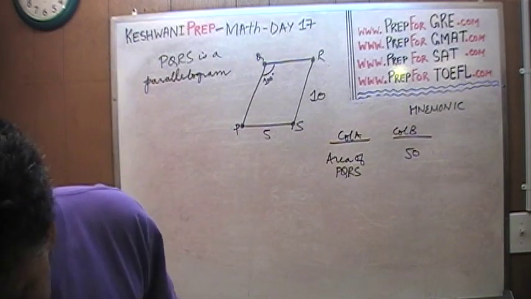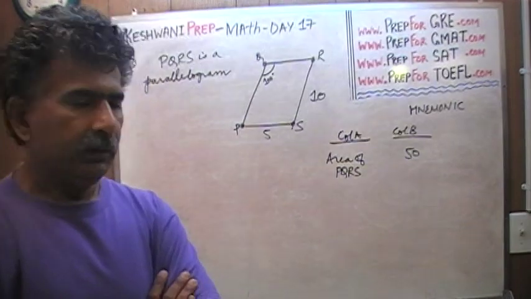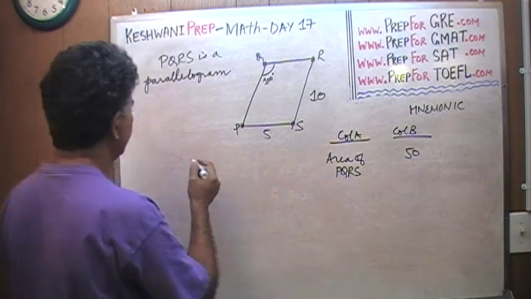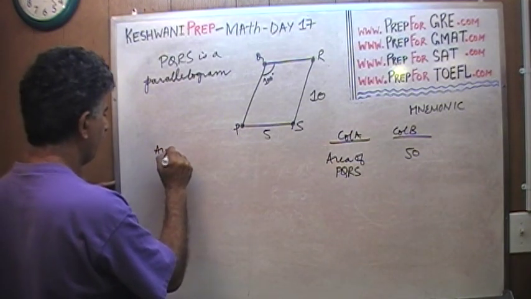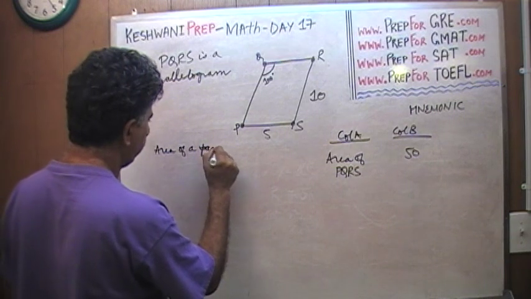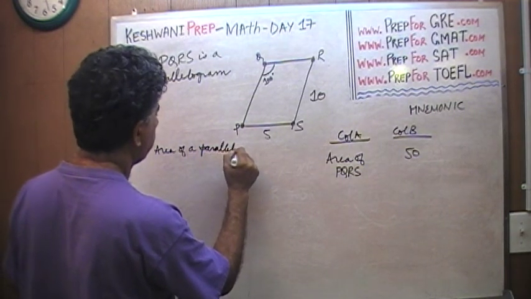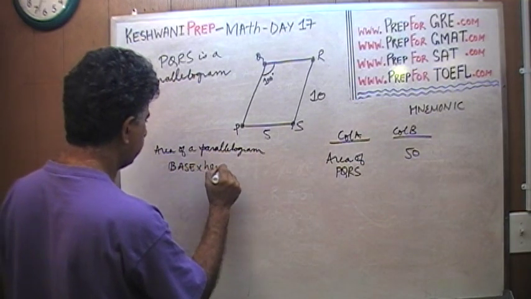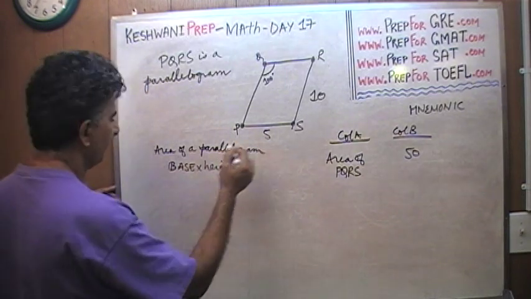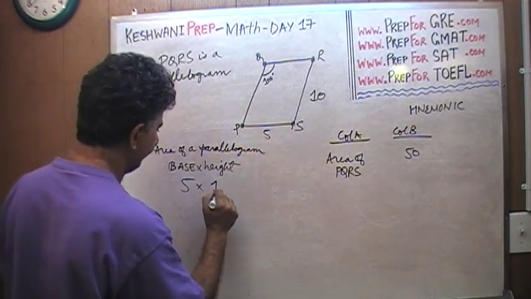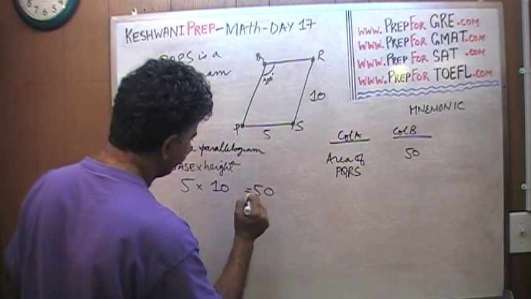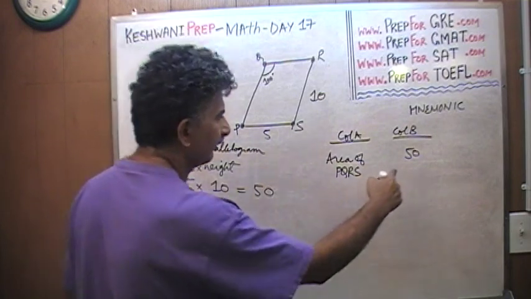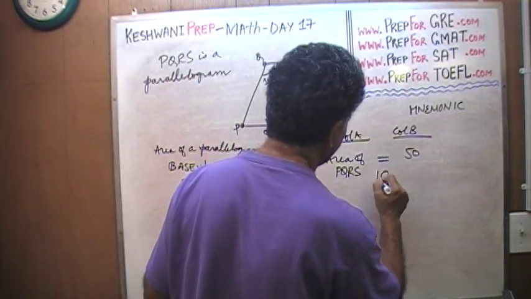Alright, so what do we do? Well, this is 5 and this is 10. The area of a parallelogram is simply base times height, and base is 5 and the height is 10, which gives us 50. That is the same as this one here. Therefore the two quantities are equal, and the answer is C.